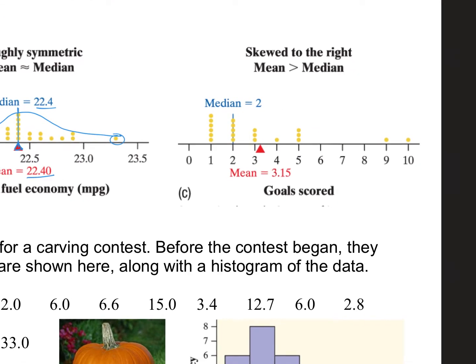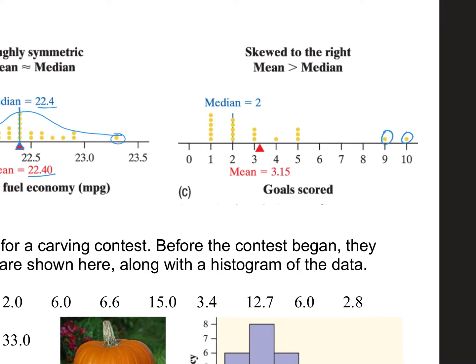And then finally this one over here, we see some outliers way over here to the right. This is skewed to the right. Think about your foot. There's your foot. Skewed to the right. And in this case, the mean is bigger than the median because the mean is getting pulled towards this 9 and 10. And so the median's right here at 2, but the mean is over here at 3.15.